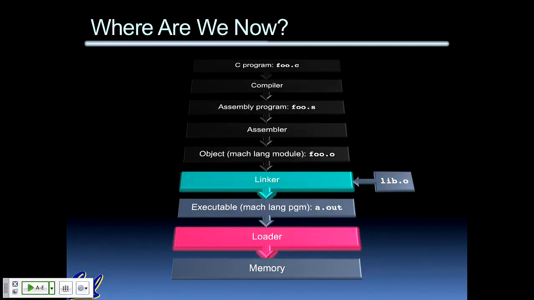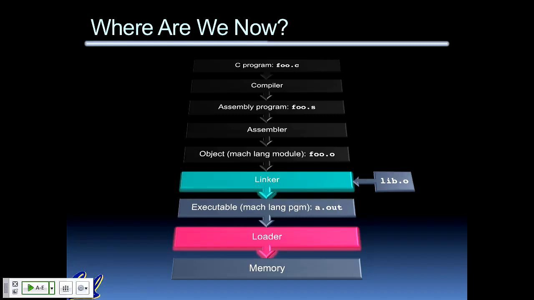All right, so we got as far now as generating this one foo.c file. It got compiled to one foo.s assembly file, which got compiled down to one foo.o object file. You may have 100 or 1,000 or 10,000 .o files you have to combine to make an executable, right? And that's what the linker does.